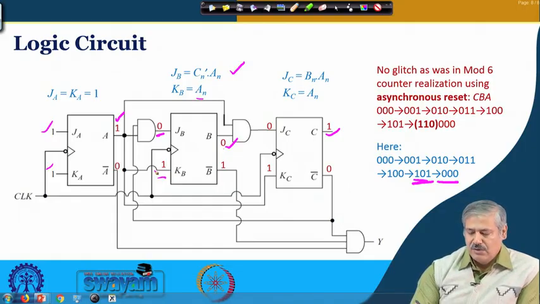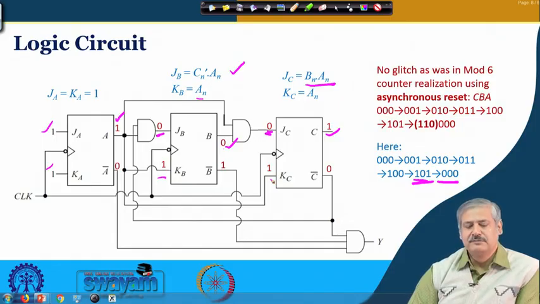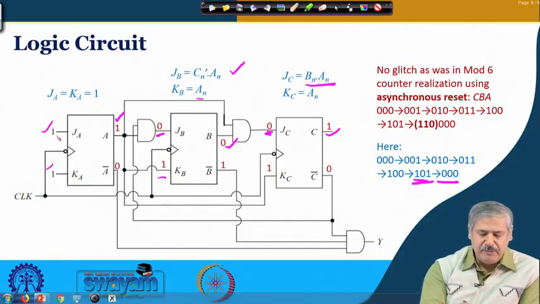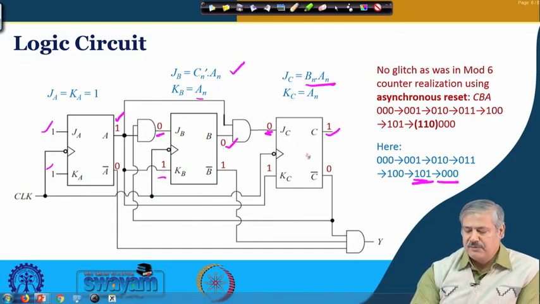Okay. What about JC, KC? So, JC is Bn An, right. So, An is 1, but Bn is 0. So, this input is 0, right. And what about KC? KC is An, An is coming over, this is 1, right. So, for A flip flop you have got 1, 1, for B flip flop you have got 0, 1 at the input, and for C flip flop you have got 0, 1 at the input, right. Now, when the clock trigger comes, what will happen?